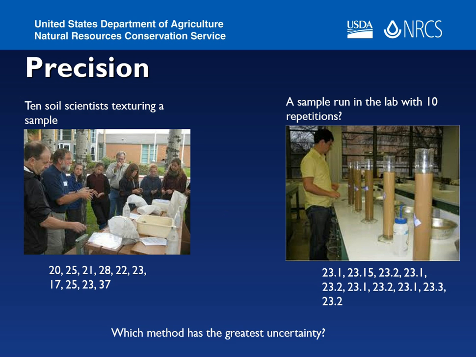Okay, now which method has the greatest uncertainty? Let's take that one person who's texturing and texturing and texturing, and let's take that one sample going to the lab and being run over and over and over. Which one is going to have the greatest uncertainty? As you can guess, it's most likely going to be the soil scientist in the field texturing method. It's going to have the greatest uncertainty.